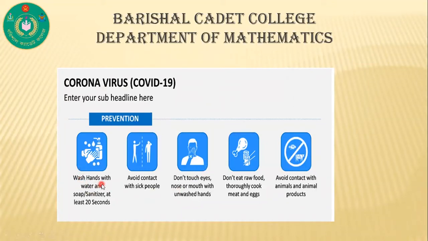First, wash hands with water and soap or sanitizer for at least 20 seconds. Avoid contact with sick people. Don't touch eyes, nose or mouth with unwashed hands. Don't eat raw food; thoroughly cook meat and eggs. Avoid contact with animals and animal products.